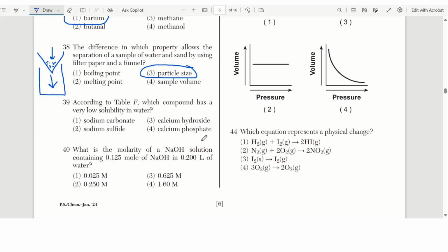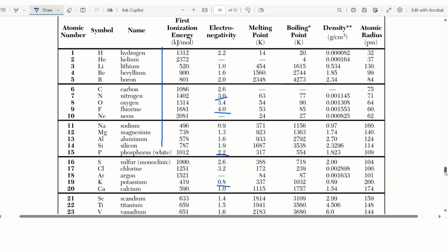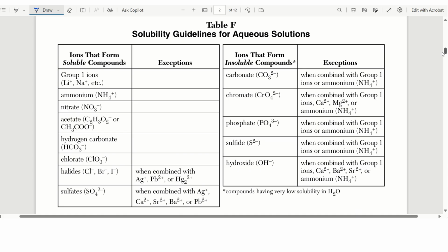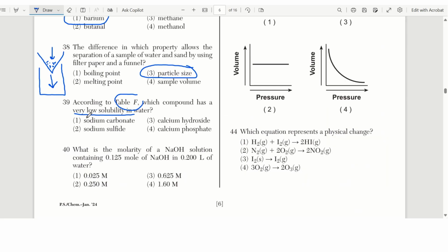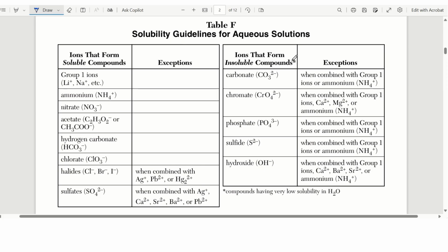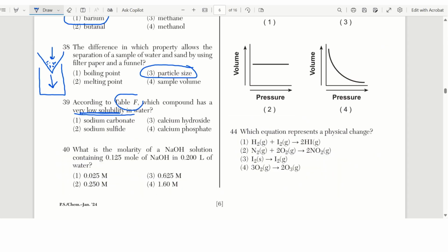Number 39, according to table F, which compound has a very low solubility in water? Well, first of all, it said table F, so I hope you know that you should turn to table F. So let's get there. Here we are, table F. Very low solubility. So if we look at the bottom right here, insoluble really means the ones that have very low solubility. So we're looking for something that is insoluble, okay?